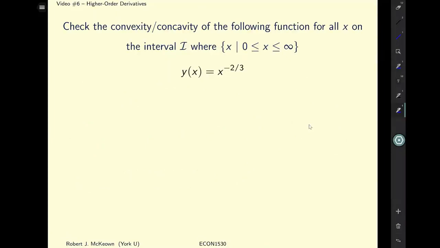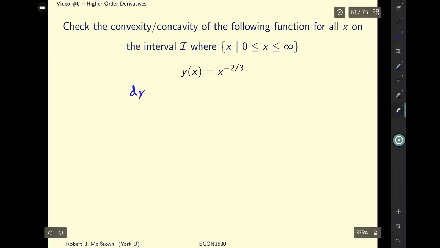And now here's an example. Why don't you determine if the following function is convex or concave on the interval where x is greater than or equal to 0. Okay, I hope you've solved it for yourself. Let's walk through it together.